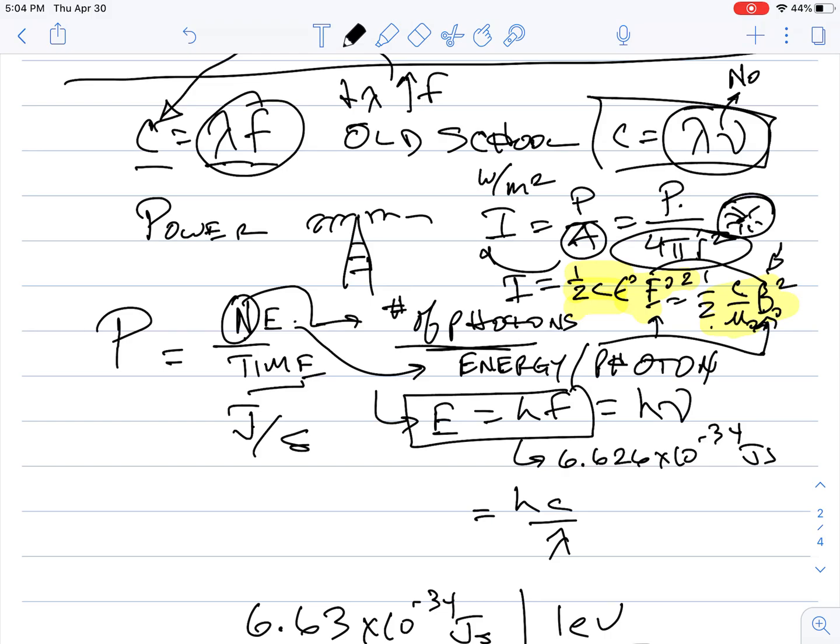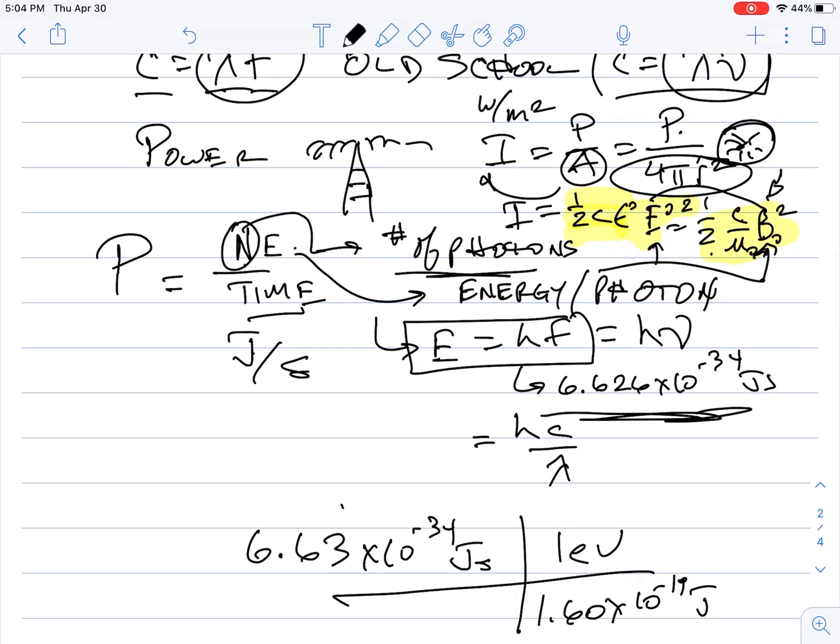Now, h is Planck's constant. I always memorized it as 6.626 times 10 to the negative 34th joule seconds. Your equation sheet actually listed it as 6.63 times 10 to the negative 34th. It's a rounding thing. I'm old school. I use this. I don't care which one you use. But again, here's what's most important: as your frequency increases, your energy increases.